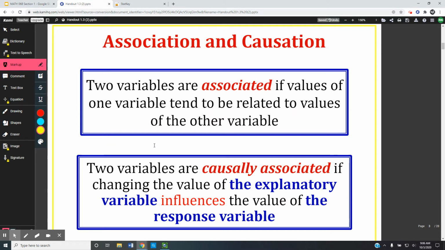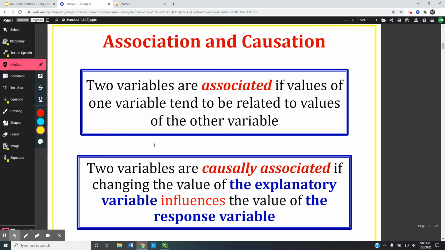Association versus causation. Time for something a little new here. When we talk about an association and a causation, two variables are associated if the value of one variable tends to be related to the value of the other variable. Associated. As something increases, something else increases, but it's just by association.